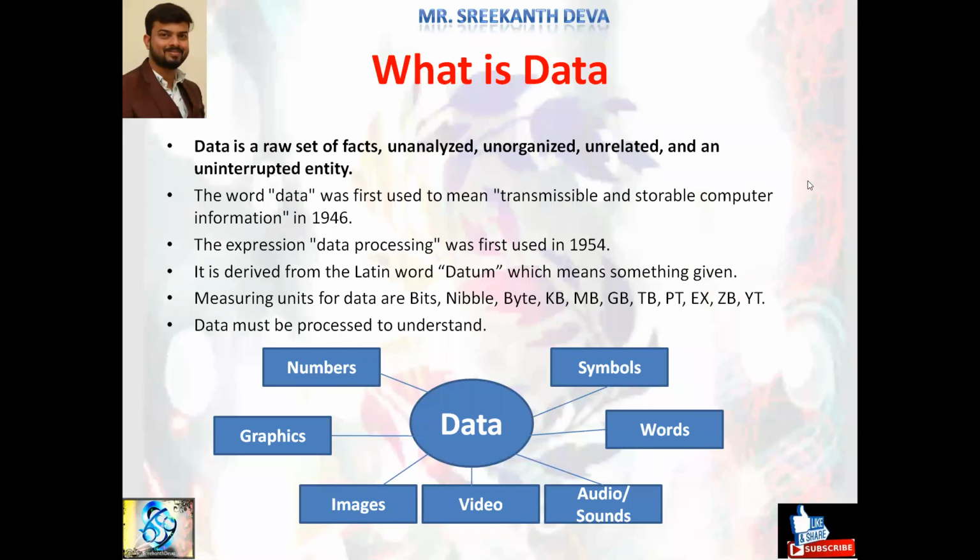But you are familiar with some words here. Why am I interlinking these words to data? Because measuring units for data are represented in the computer in the form of bits, nibble, byte, kilobyte, megabyte, gigabyte, terabyte, petabyte, exabyte, zettabyte, and yottabyte. Don't worry about it, sir. We are familiar up to terabyte, but we don't know about petabyte, exabyte, zettabyte, yottabyte. Yes, I'm going to give a detailed session about these measurement units for data in the coming sessions. Don't worry, I will elaborate each and everything.